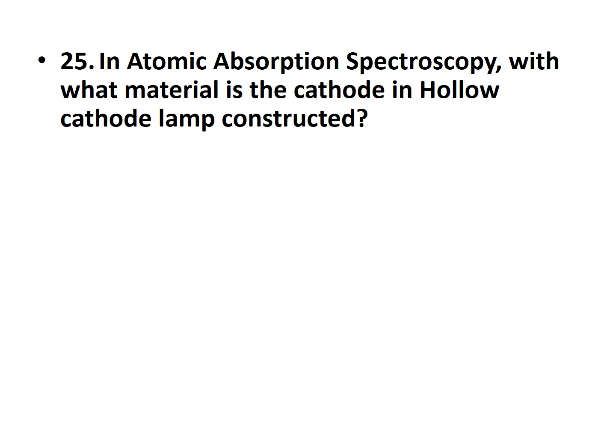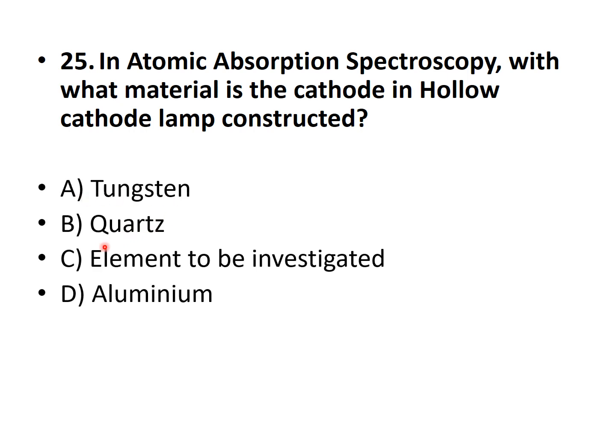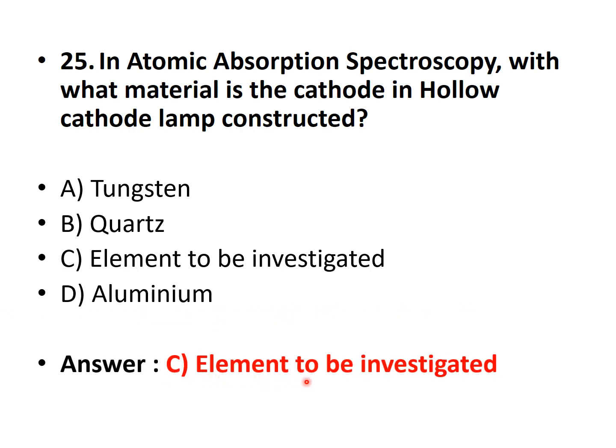And the last question is, in atomic absorption spectroscopy, with what material is the cathode in the hollow cathode lamp constructed? So let's see the options. A is tungsten, B is quartz, C is element to be investigated, while D is aluminium. In the hollow cathode lamp, the cathode is made up of the element which is to be investigated. So C is the right option. Element to be investigated, this is the right answer.